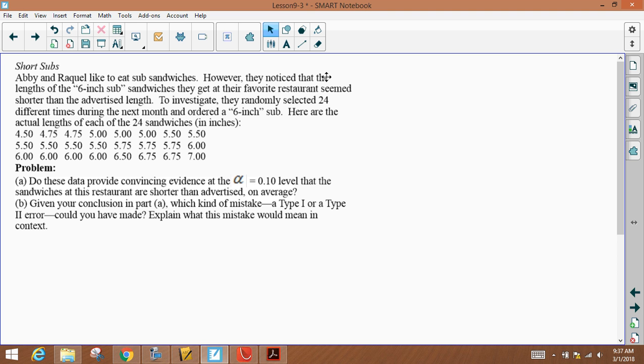Whenever I'm doing these things, I like to look at the data. I like to talk about it, put it in the context, because I think it makes it easier for me to answer the questions. All right, let's go ahead and do this.